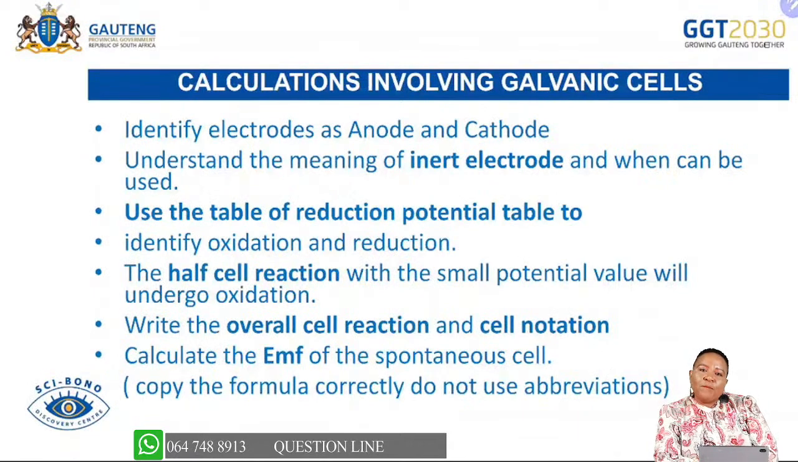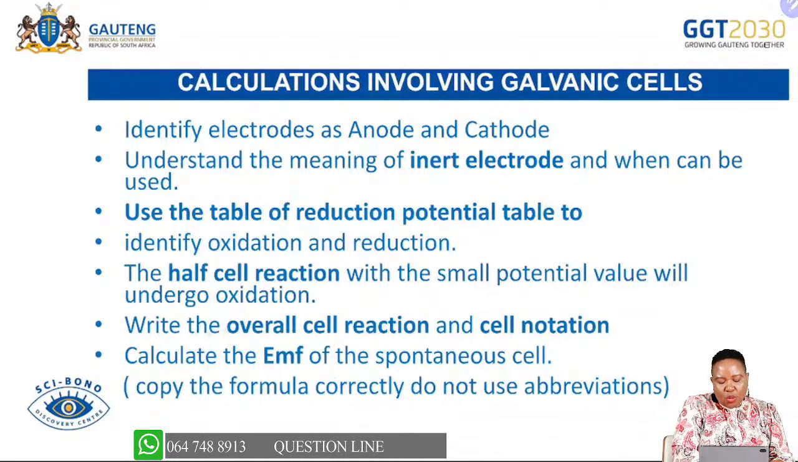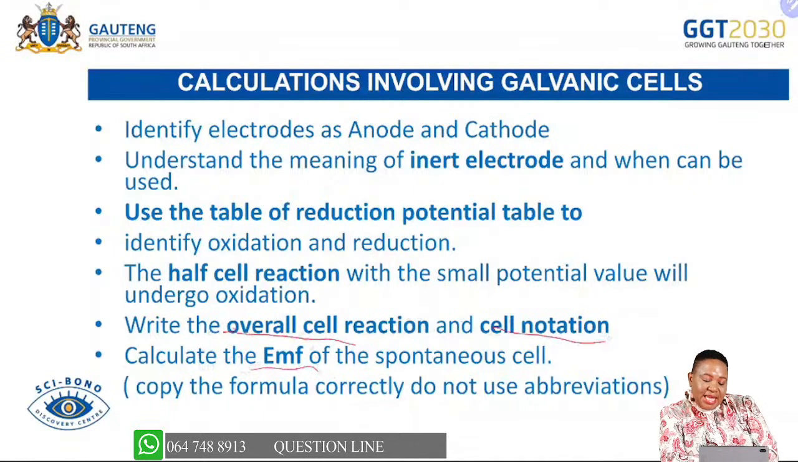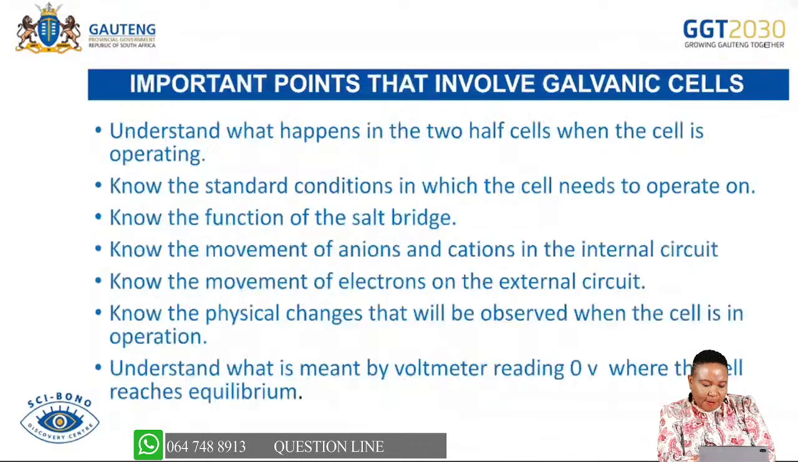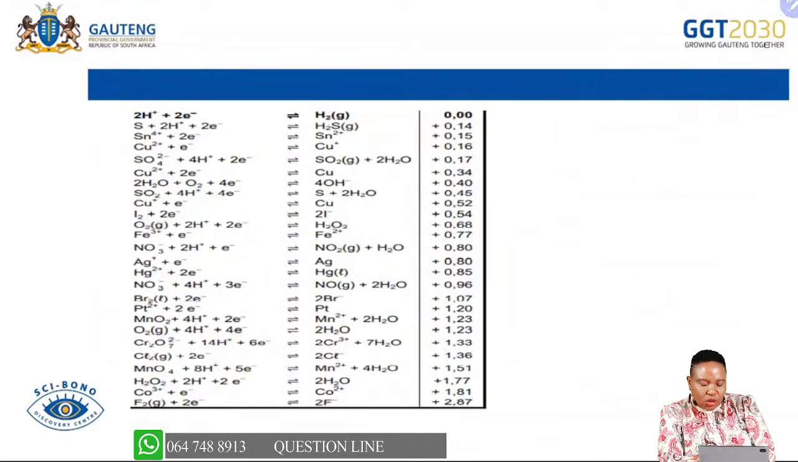And also the use of the reduction potential table, which is very key for you to be able to choose the half reactions and also write the correct half reactions, overall reactions, and cell notations for a galvanic cell, as we know that in a galvanic cell, that's where we are going to write the cell notation. And also, it will assist you to calculate the EMF of a spontaneous reaction, which falls under our galvanic cell, which is our question number 8. So even here, when you calculate the EMF, make sure that you copy the correct formula from the data sheet.